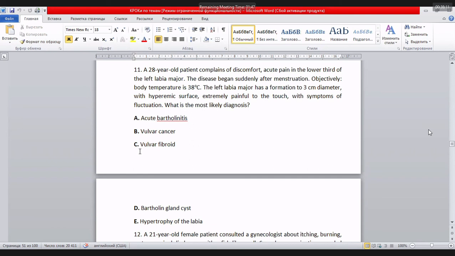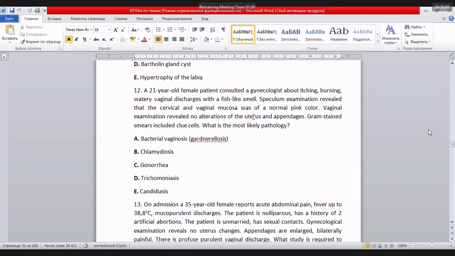Cancer, no signs. Fibroid, no. Usually it is dense. Cancer looks like an ulcer or tumor-like formation. Here we have high temperature. Here we have sudden beginning of the disease, acute pain, complaints of discomfort. Then Bartholin gland cyst. We need to pay attention to this, and acute Bartholinitis. But Bartholin gland cyst doesn't give us temperature, it is mobile, and very rarely painful. But acute Bartholinitis is a painful formation. That's why we choose acute Bartholinitis.